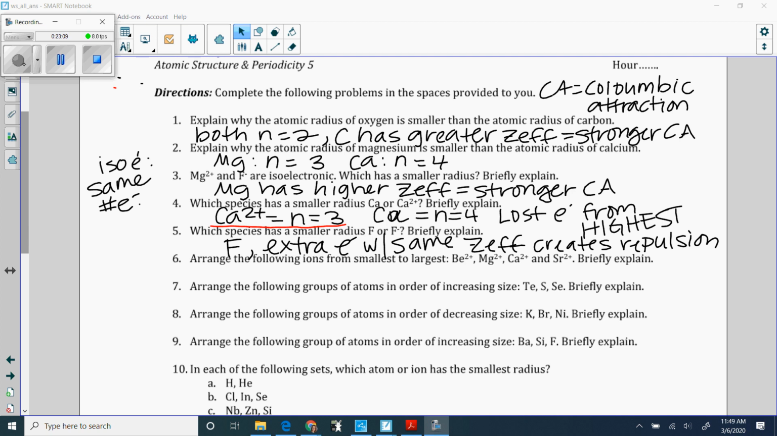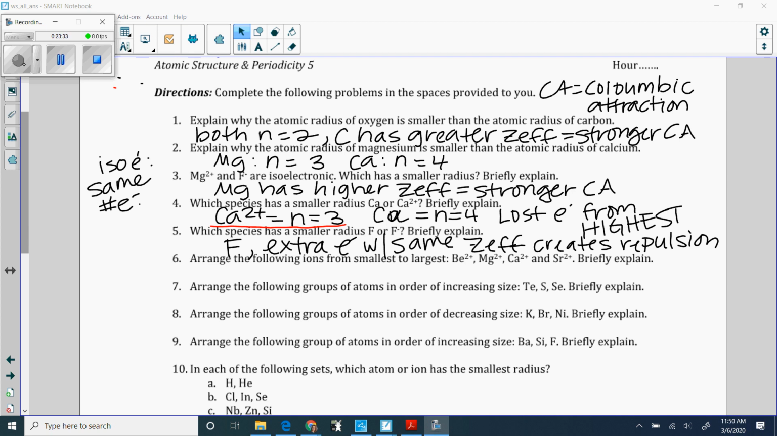If fluorine gained an electron, look at me. If fluorine gained an electron, it's still going to be the second energy level. So we're not doing anything there. But I shoved another electron on there. It just creates a little repulsion, so it poofs out a little bit. All things else the same. Protons are the same, so Z is the same. Energy levels are the same. So now I'm breaking 2 ties.